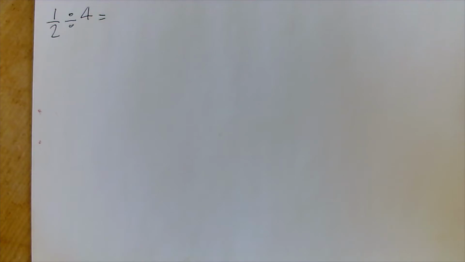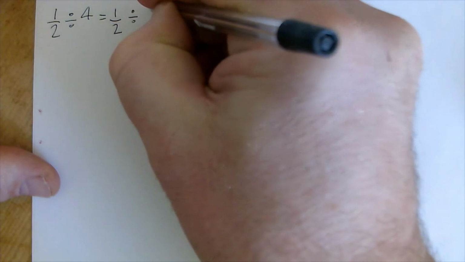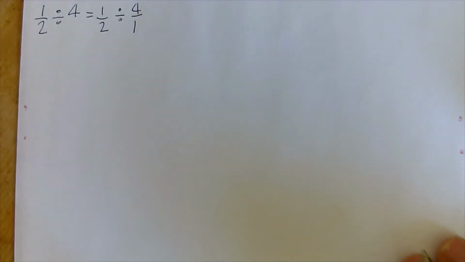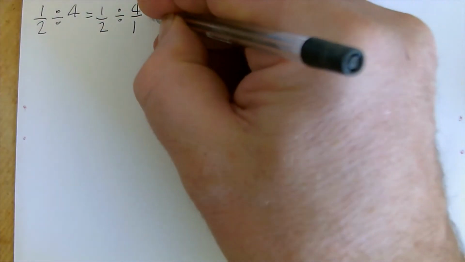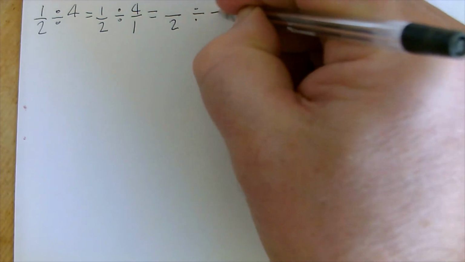I am going to demonstrate how to divide a fraction by a whole number using a method where we find a common denominator. In this case, the 4 has to be given a denominator, and that becomes 4 over 1. Any whole number can be given a denominator over 1. The common denominator of 2 and 1 is 2.